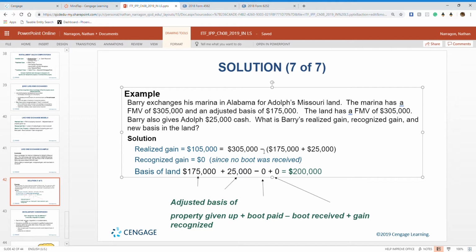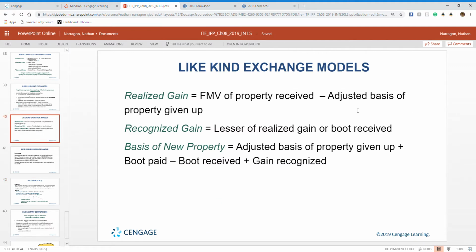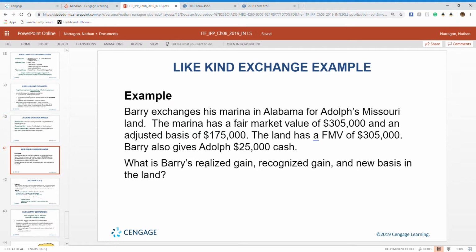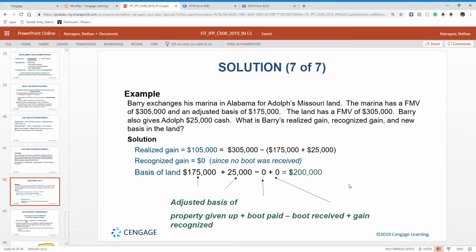minus his adjusted basis, which happens to be $175,000, plus the cash that he gives up. So plus the boot. Okay. So again, go into here, minus adjusted basis, and they're adding the boot on here. So because he actually gave up money, because we're looking at Barry, we're not looking at Adolph.